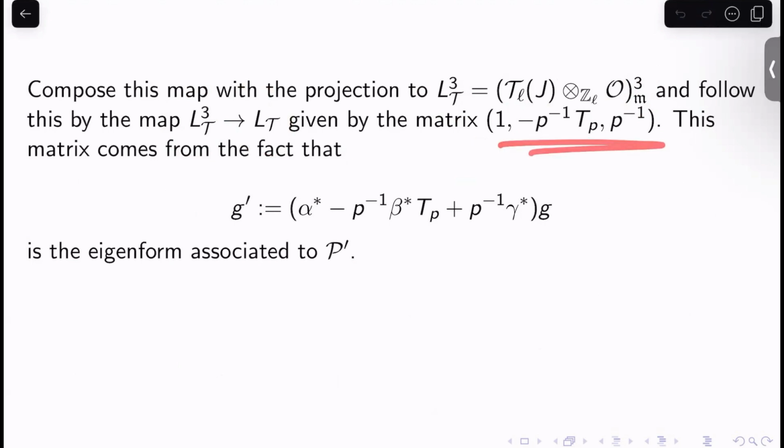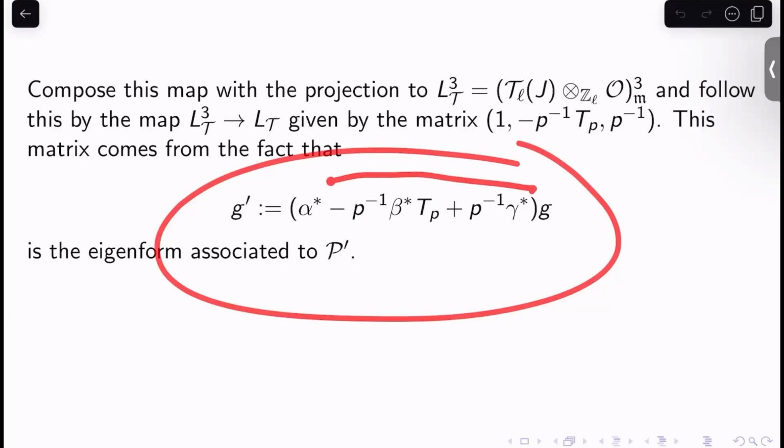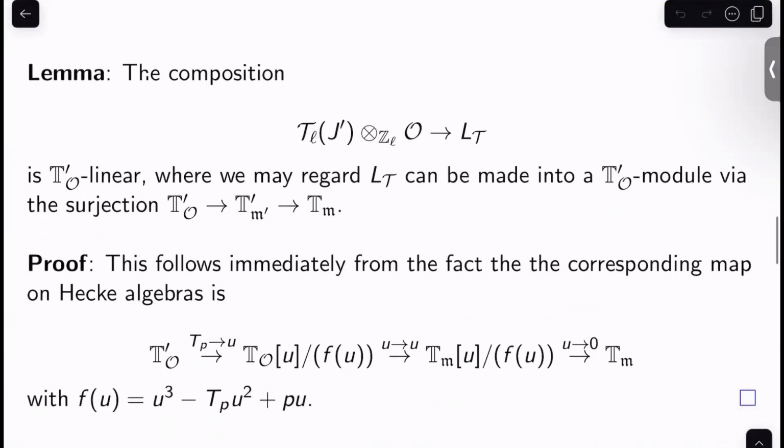This isn't completely unmotivated. It comes from the fact that G prime equals alpha upper star minus P inverse beta upper star T sub P plus P inverse gamma upper star G, where G is the eigenform associated to P that we built out of F before, and G prime is the eigenform associated to P prime that we built just this video. Okay, so there's a kind of a relationship between these two special newforms as we move from sigma to sigma prime. And here's the relationship. Well, this guy out front here is where we're building this matrix from right here. Okay, so we're going to need the following lemma.